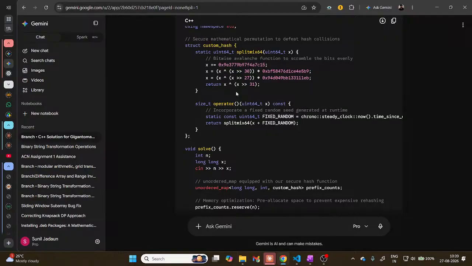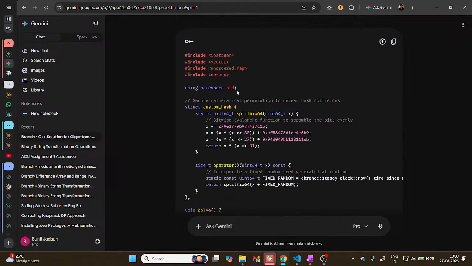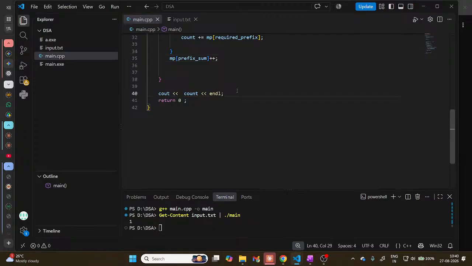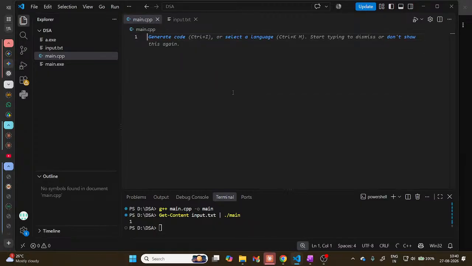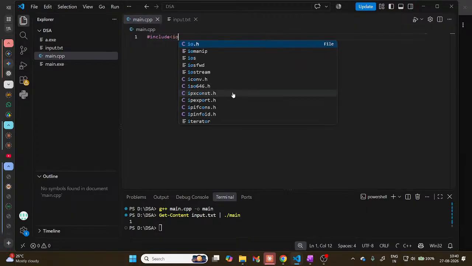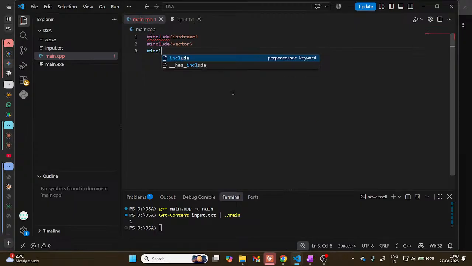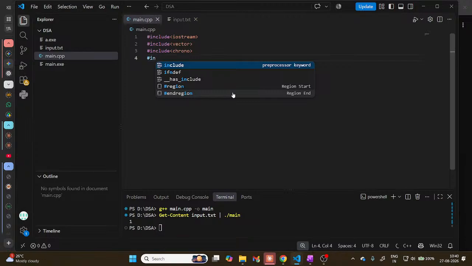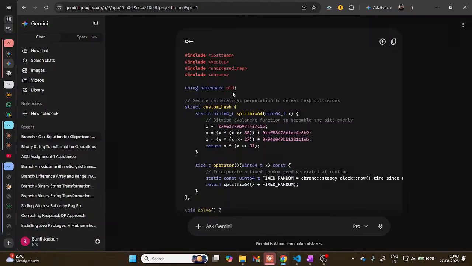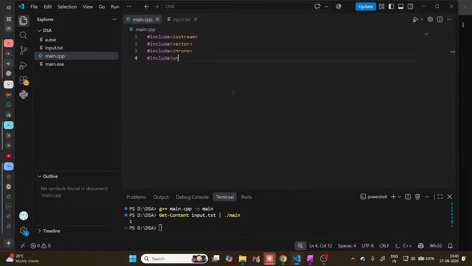Alright guys, this is how we can develop these things. Let me try to do this also. Our code also has include iostream, and then we have vector, and some chrono library, and map, I think, map or unordered map. Okay, just unordered map, right?